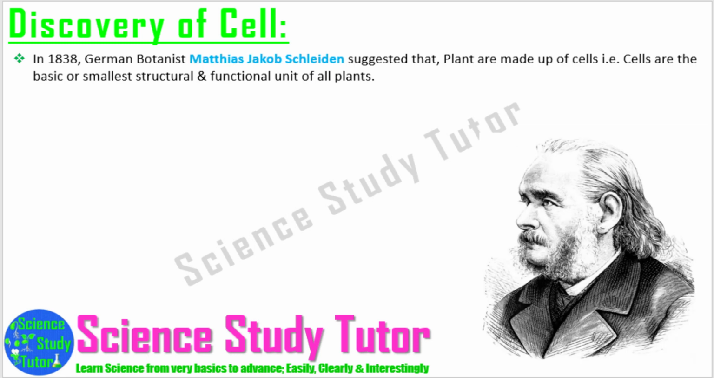In 1838, German botanist Matthias Jakob Schleiden, after examining a number of plants, suggested that plants are made of cells, that is, cells are the basic or smallest structural and functional unit of all plants.